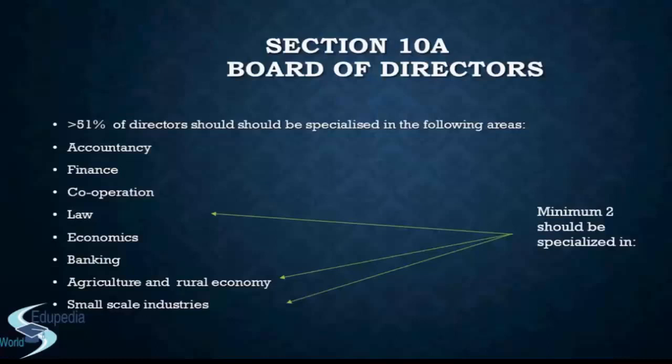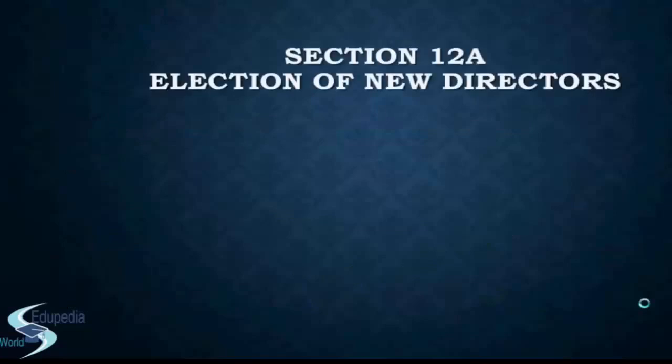Right? So basically in section 10A, the Act has given you specific areas from where the directors should have the knowledge and also the practical experience. If it is fulfilled, 51% and more of the directors have that knowledge, it is well and good, and if they don't, please reconstitute. How? By draw of lot. Right? That is all about section 10A, the board of directors of a banking company.